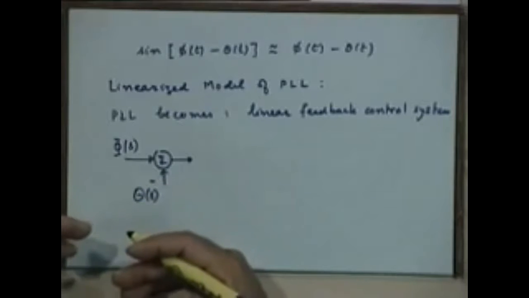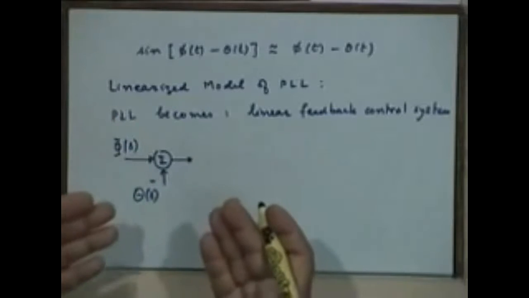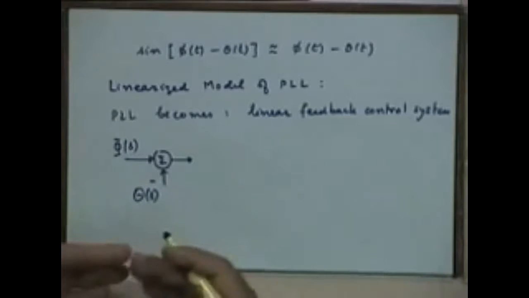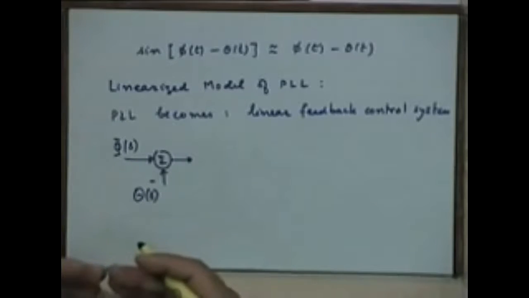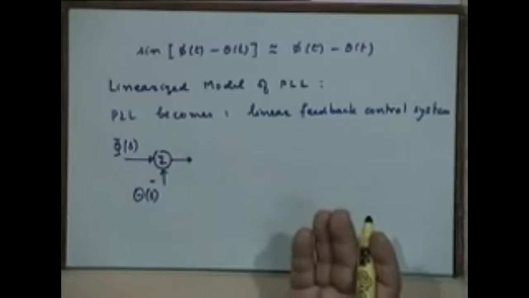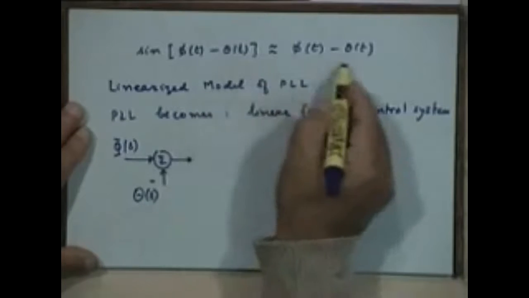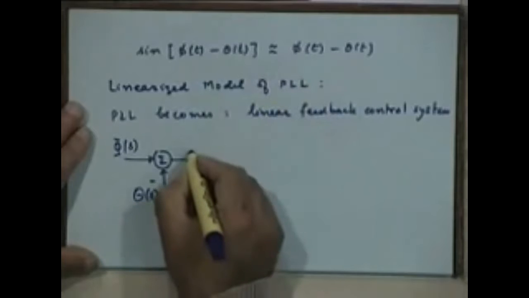I would not have been able to use this Laplace transform notation if I had the sinusoidal nonlinearity, because I would not know how to characterize that using the Laplace transformation. I can only deal with linear systems using Fourier transforms and Laplace transforms. That is the convenient thing to do. So, that sinusoidal thing goes because of this approximation.